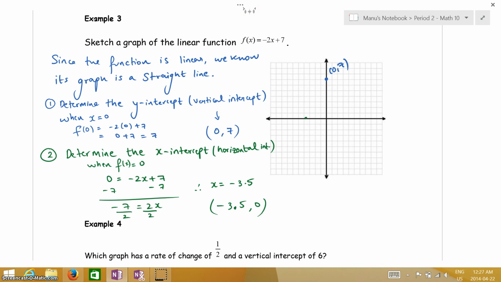Oh, I made a mistake here, didn't I? It's supposed to be negative 2x. I'll put a negative here. It's supposed to be dividing both sides by a negative 2. In fact, it's supposed to be a positive 3.5, comma 0. Good thing we caught that in time. Positive 3.5, comma 0, right there.